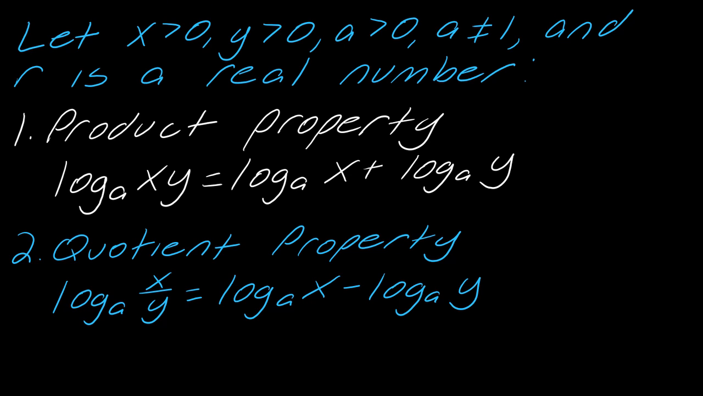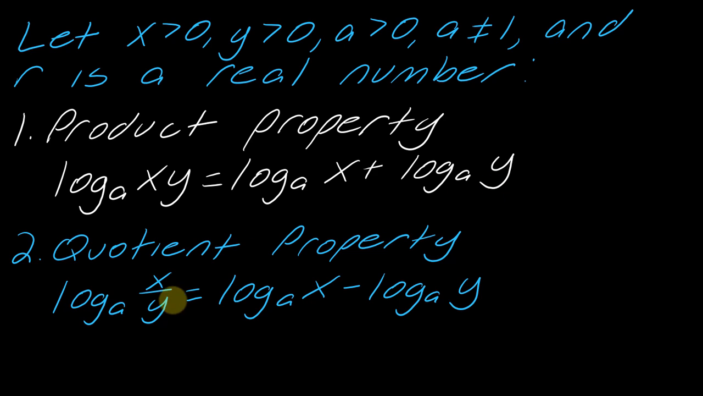Okay, so we have a bunch of different properties. You just have to have all the standard things with logarithms true. So x, y, a all greater than 0, a can't be 1. And then we'll eventually have an r. r is going to stand for a real number. Okay, so the product property. Log base a of xy. Look at what this does. You're multiplying x and y. You can break this up into two separate logarithms, log base a of x plus log base a of y.